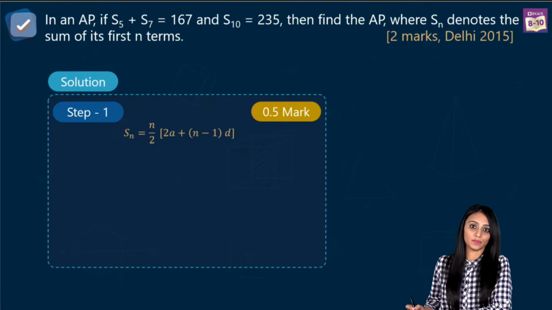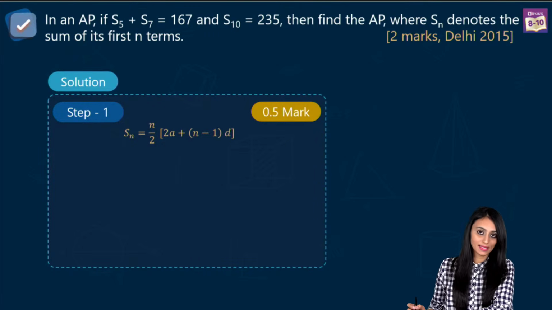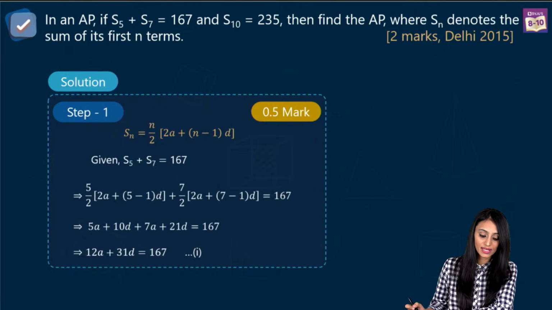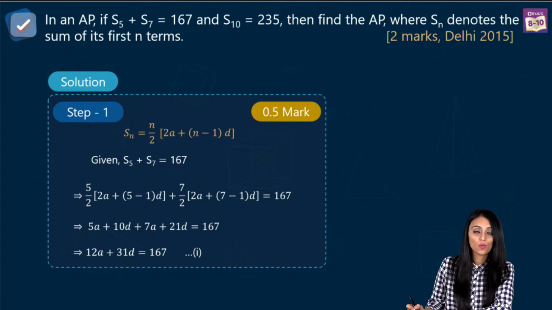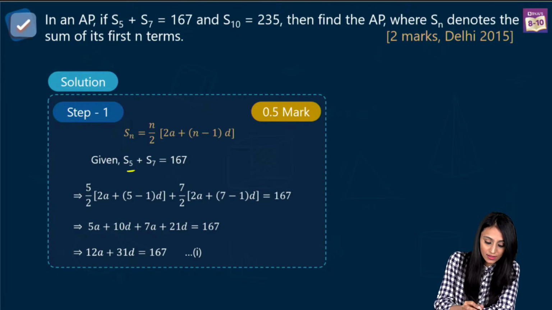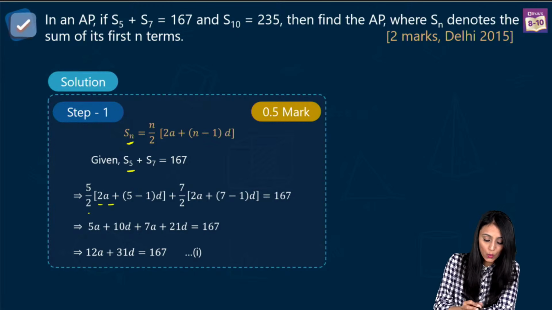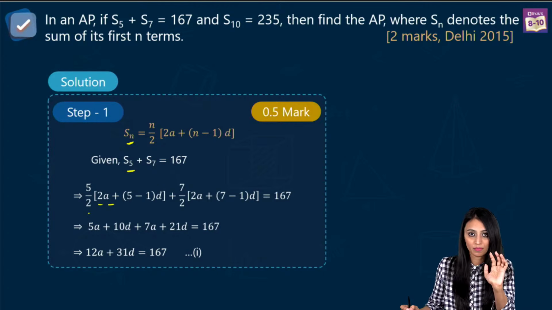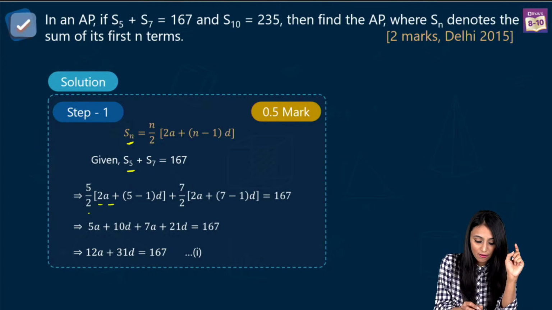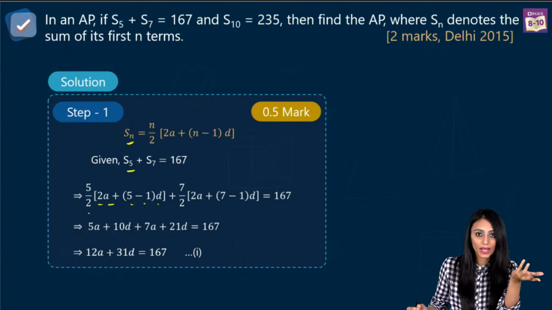So what is Sn? We know the formula, that's n by 2, 2a plus n minus 1 d, right? Now we are given S5 plus S7 is 167. All you need to do is, first, what is S5? 5 represents here n. Wherever we have n, I'll put 5. So 5 by 2, 2a. I do not know what the first term is, right? I'll keep it as it is, plus 5 minus 1 d. We know n. We do not know the common difference, keep it as it is. Right? Yes, Hari Murali? See, these are the important questions.